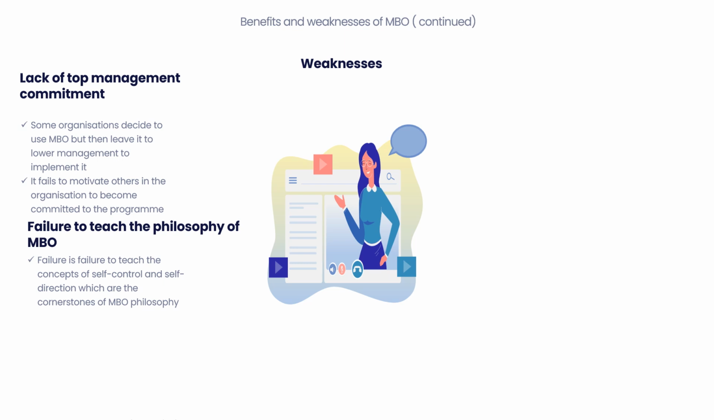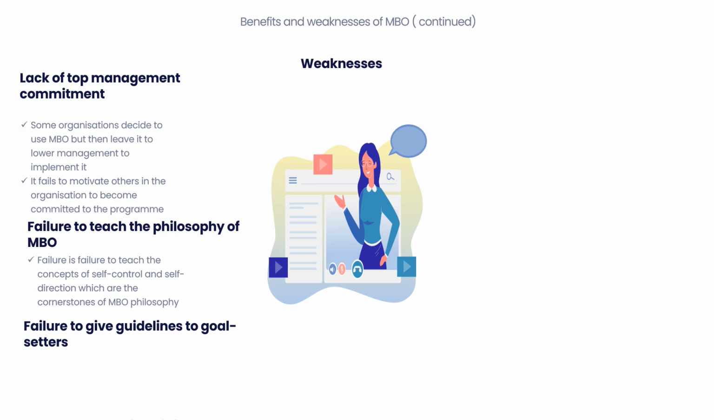Failure to teach the concept of self-control and self-direction, which are the cornerstone of the MBO philosophy. When we say in MBO philosophy, we delegate everything to the level of the subordinate. Now, the subordinate must have self-control and self-direction, because the manager is there just for the review. He's there for counseling, there for coaching if there is any problem. So the employees must understand this level of responsibility.